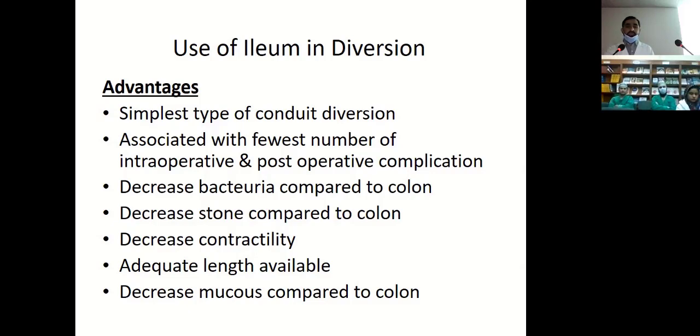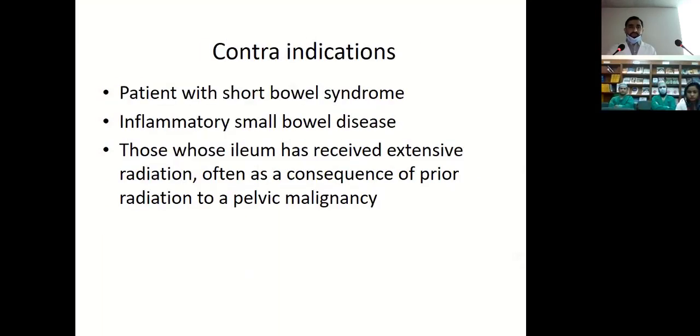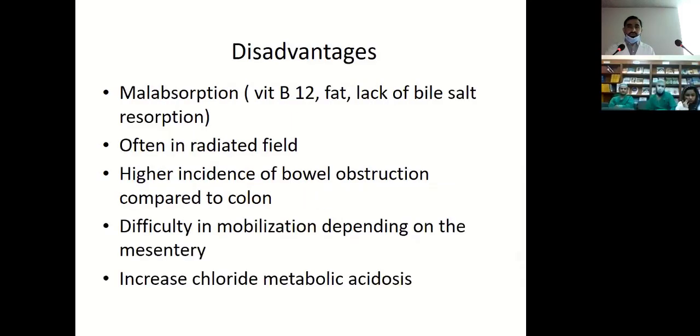It has decreased stone formation as compared to the colon, decreased contractility, adequate length available, and decreased mucus compared to the colon. The contraindications are patients with short bowel syndrome, inflammatory bowel disease, and those whose ileum has received extensive radiation, often as a consequence of prior radiation to a pelvic malignancy.